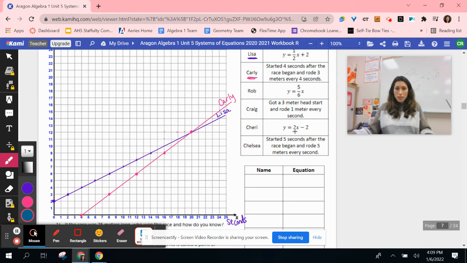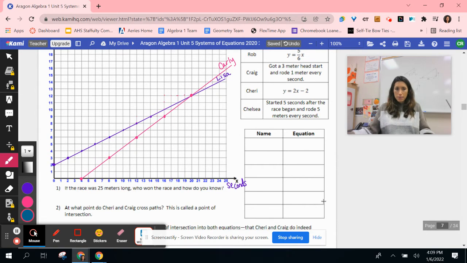And then we've got Sherry's line, which is already in slope-intercept form, so we can graph that. And then lastly, we've got Chelsea. Chelsea started 5 seconds after the race began. So at a disadvantage there. And rode 5 meters every second. That looks pretty fast. So I would start at 5 here, and then 5 meters for every 1 second. So up 5 to the right 1. Okay. That's your first step, graphing all of your lines on the coordinate grid.